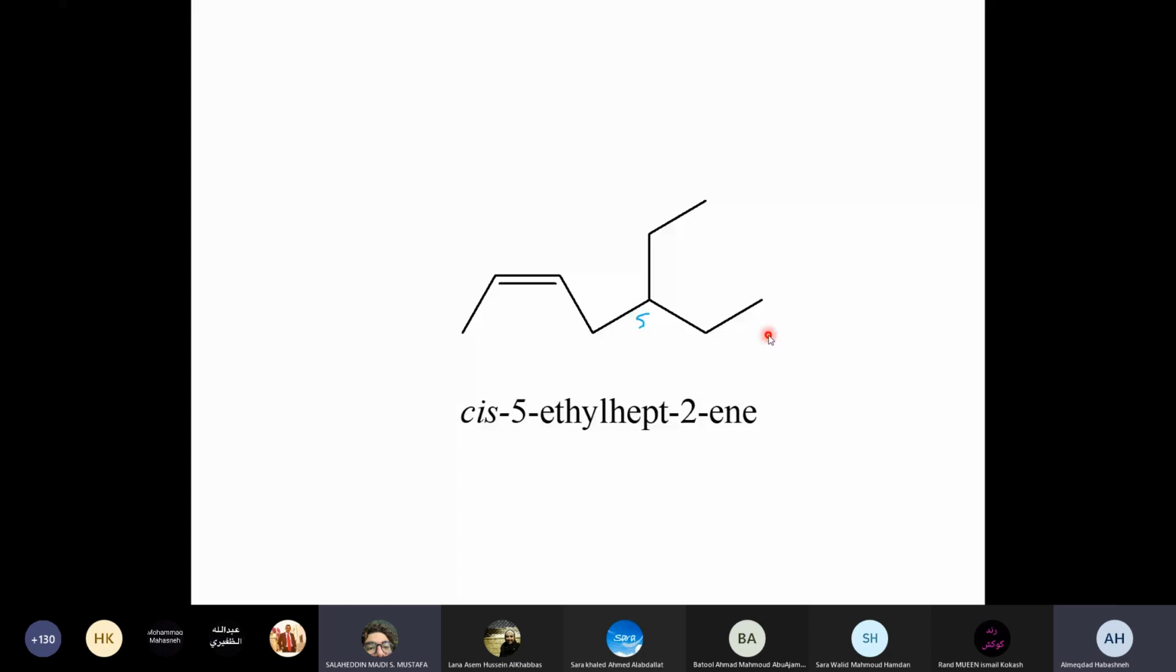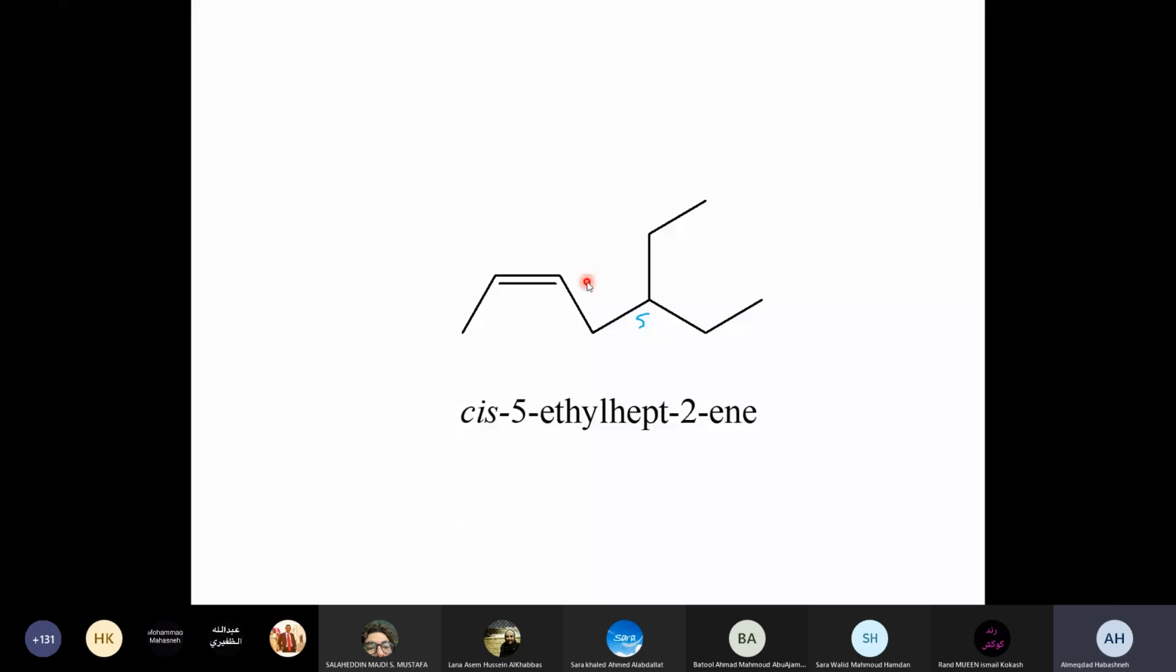Is this double bond a stereogenic center? Yes, it is. Why? At this carbon, it is connected to carbon and hydrogen. This carbon is also connected to different groups, carbon and hydrogen. So this double bond is a stereogenic center, and the compound can have configurational isomers.